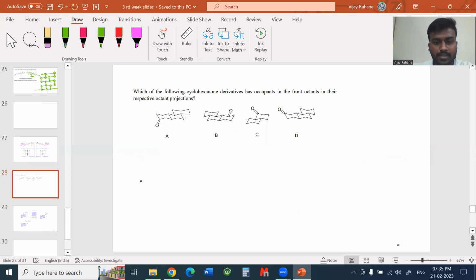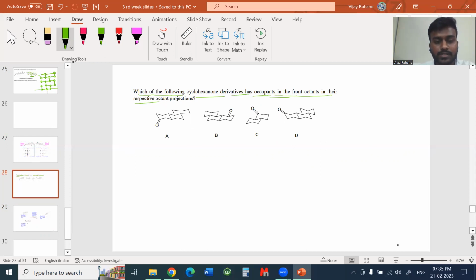We have some time. We can take another example. So we'll take a last example for today's session. The problem is: which of the following cyclohexanone derivatives has occupant in the front octant in their respective octant projection?